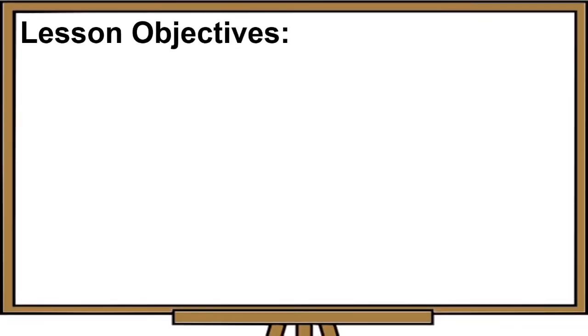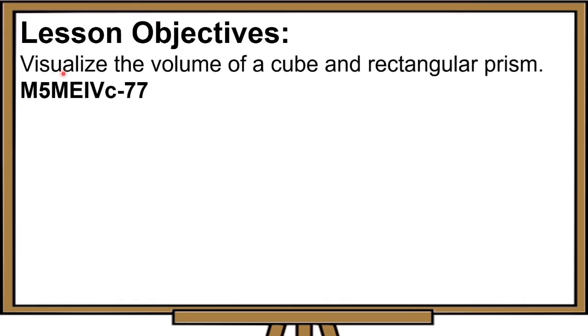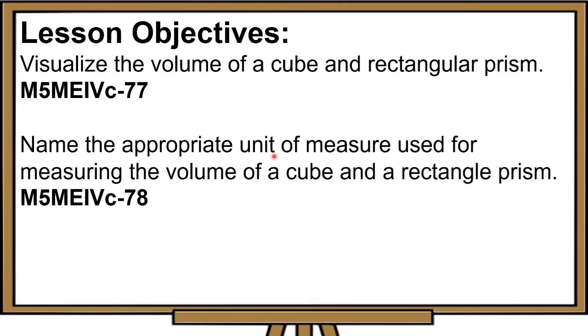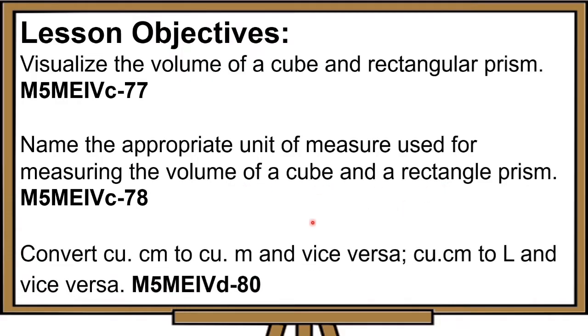Our lesson objectives: at the end of this lesson, you will be able to visualize the volume of a cube and rectangular prism. Name the appropriate unit of measure used for measuring the volume of a cube and a rectangular prism. Convert cubic centimeter to cubic meter and vice versa, cubic centimeter to liter and vice versa.